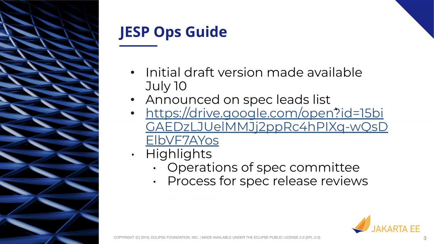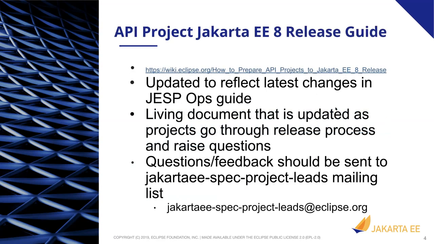And there's a one-page wiki that tries to collapse all that information together, listed here, about how to prepare API projects for Jakarta EE releases. That's been updated to reflect those changes in the TCK and JESP Ops Guide. It's a living document that we've been updating pretty much on a daily basis as projects are going through this process, and we're discussing issues that are run into on the spec leads and platform development mailing lists.